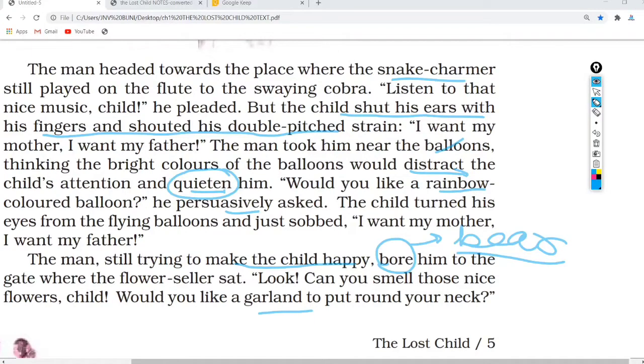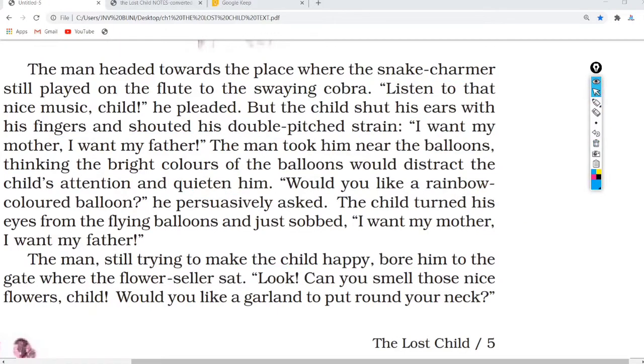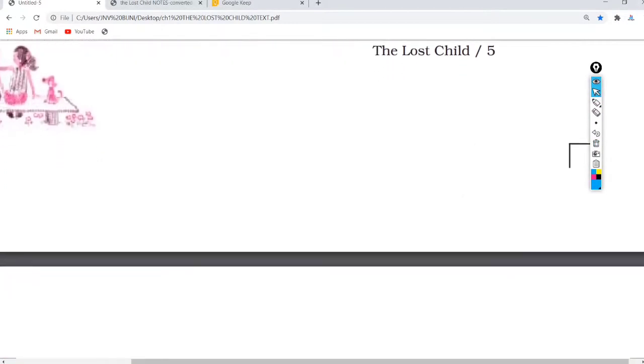You could see the garland seller, and he offered that the child could wear a garland of Gulmohar, and he could be happy by doing that. But the child was very much adamant. The child was unconsolable. He could not be pacified. He simply repeated that he wanted his mother, he wanted his father. Let us see the next.